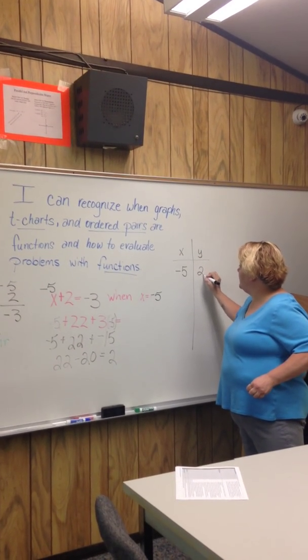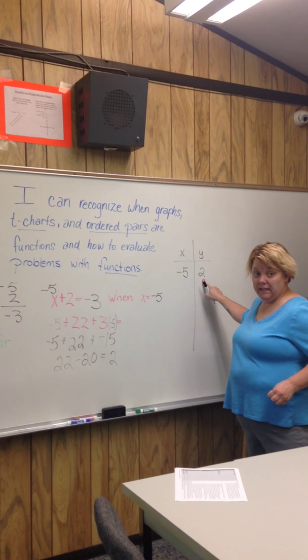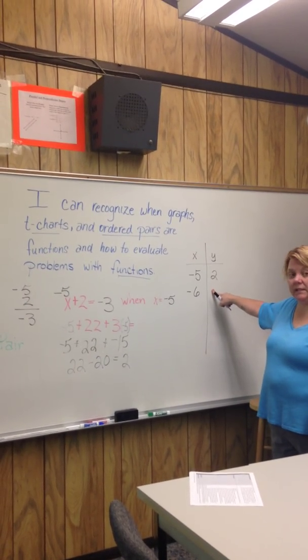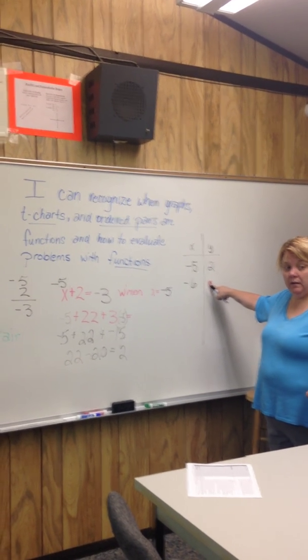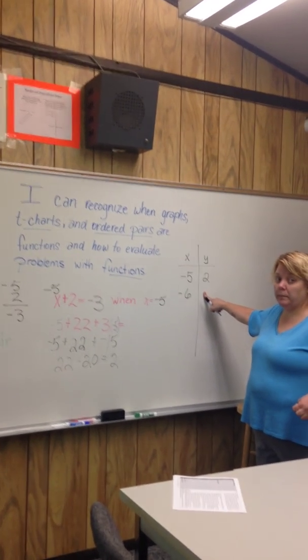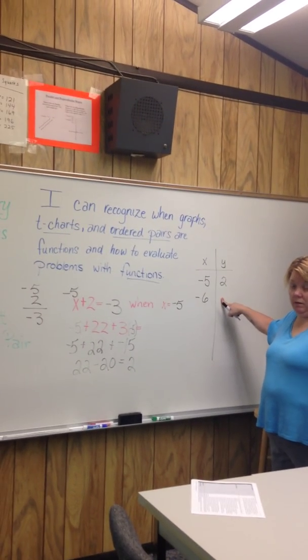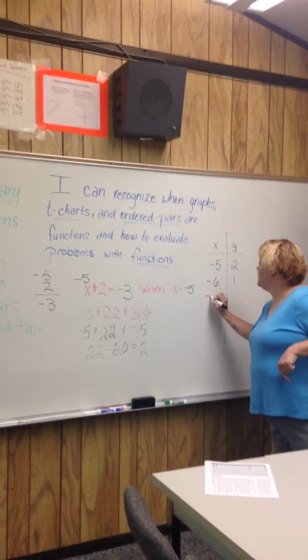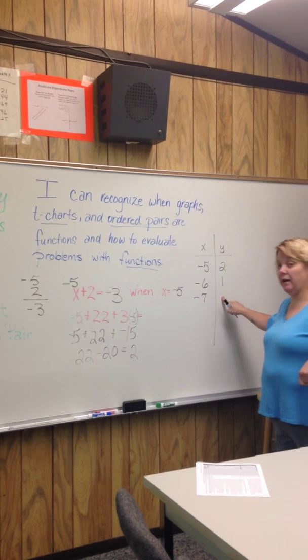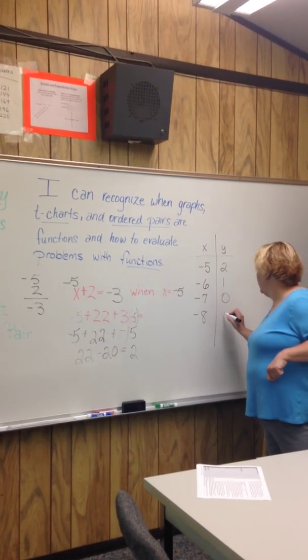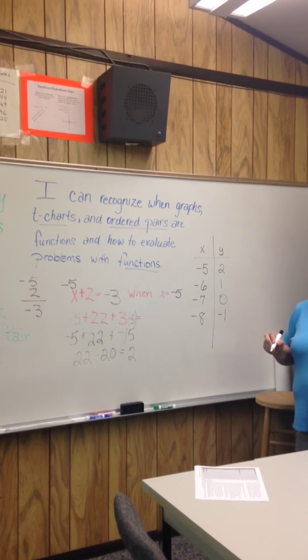So if -5 is here and 2 is here, what happens if we make this a -6? What would this number become? It will be a +1. And if this becomes a -7, this would become a 0. -8, and this would become -1.